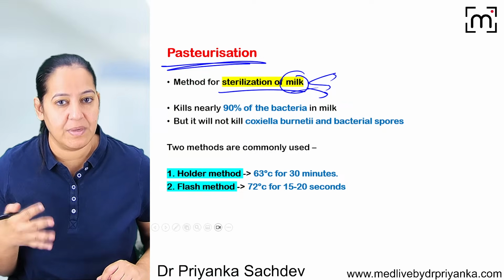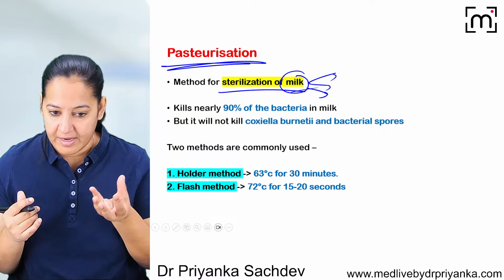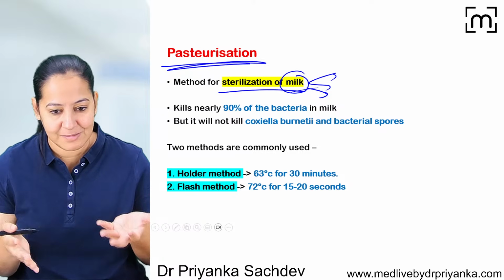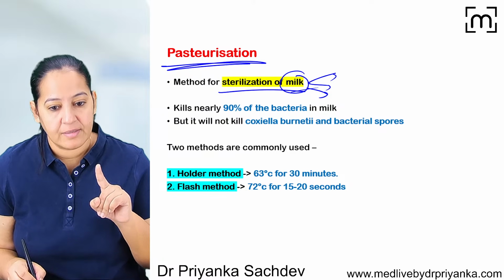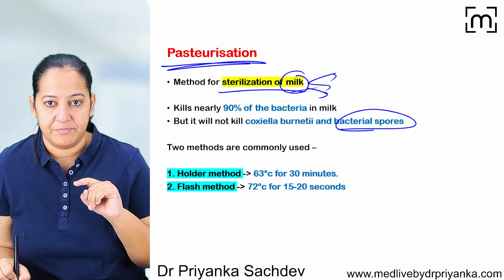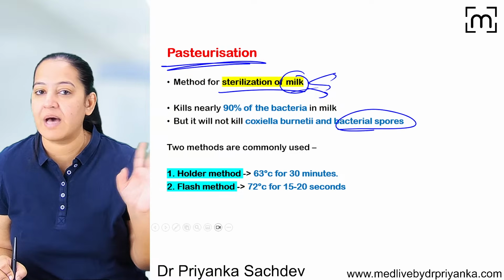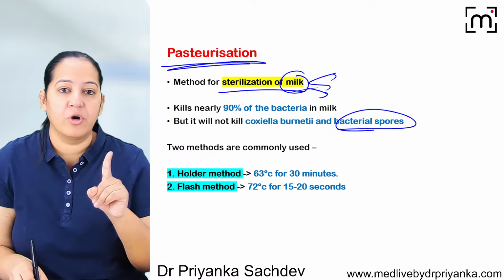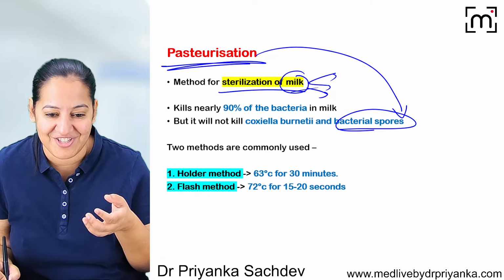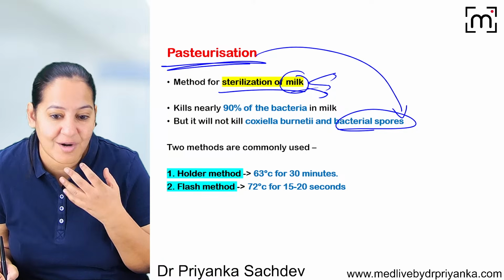Pasteurization is a method in which we are sterilizing the milk. For example, I have a cup of milk. The milk may contain bacteria, virus, fungus, parasite, and spores. Whenever we do sterilization of milk by pasteurization, the spores are not killed. All other things will be killed, but spores are not killed. Please remember, pasteurization does not kill spores. So actually it's not sterilization, it's disinfection.